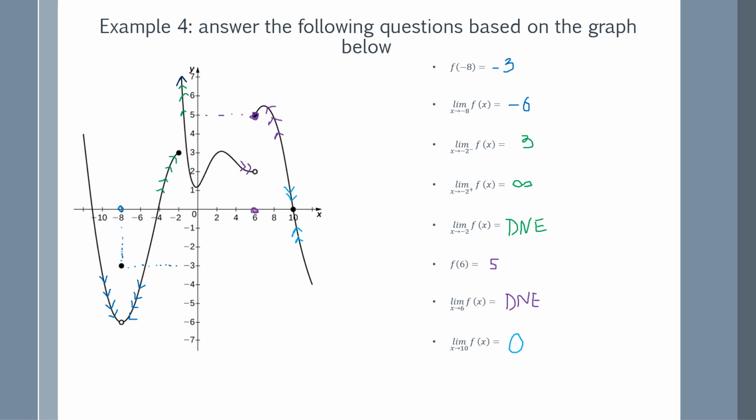So this should give you a good idea of what we've learned today: one-sided limits, two-sided limits, how to find them from the graph, and it should also give you an example of what a problem or two might look like on an exam.